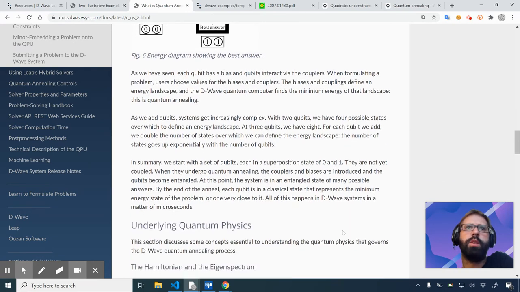In summary, we start with a set of qubits, each representing state 0 or 1. They can couple when we undergo the quantum annealing. Couplers and biases are introduced, so you entangle the qubits and create the energy landscape. At this point, the system is in an entangled state of many possible answers. By the end of the anneal, each qubit is in a classical state that represents the minimum energy state of the problem, or one very close to it.